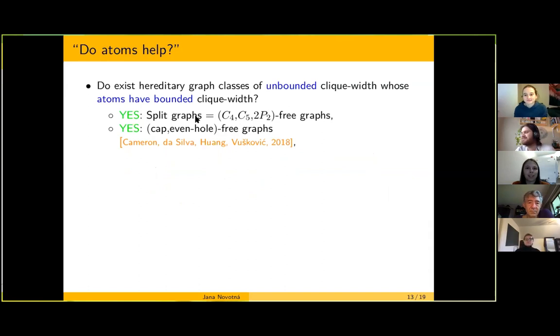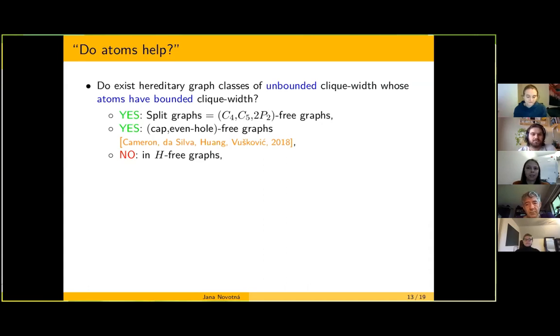There are also other examples, other results, for graphs without even cycles on at least 4 vertices and one more graph. And we would like to forbid as few graphs as possible. So the question is, what if we forbid just one graph? It has been shown that this approach does not help here in H-free graphs, because it's equivalent there to having bounded Clique-width and bounded Clique-width of atoms.